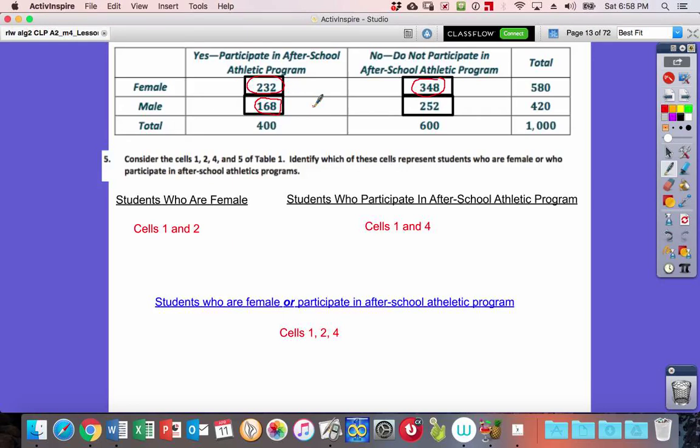So that's why they say cells 1 and 2 for female and 1 and 4 for if they participate in the after-school program. Okay, if you want to do an or statement, an or statement means that either one can be true. You can either be female or you can participate in the after-school program. So you're still looking at just these 3 cells. That's how you would be able to predict the probability on that, and we'll do that in the next slide.